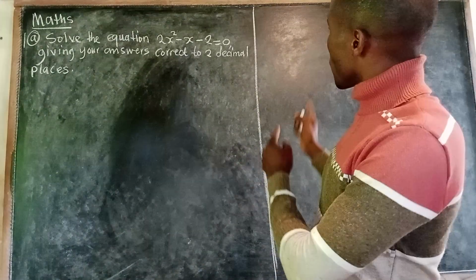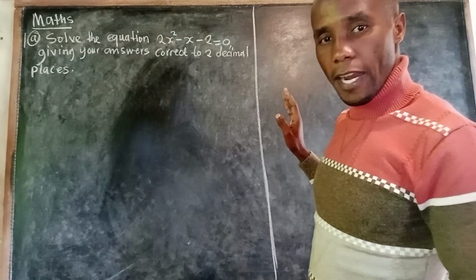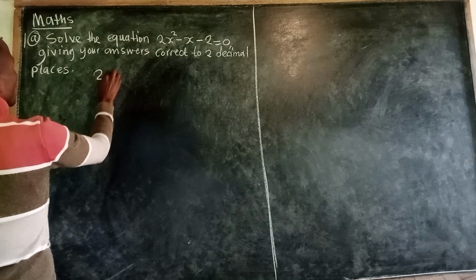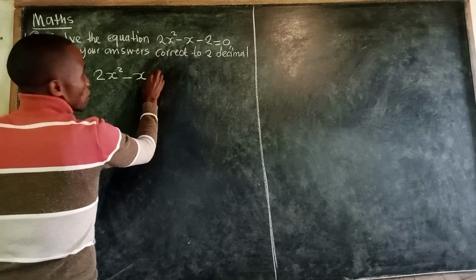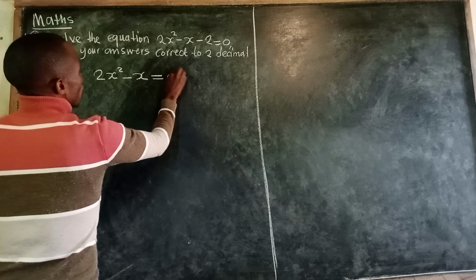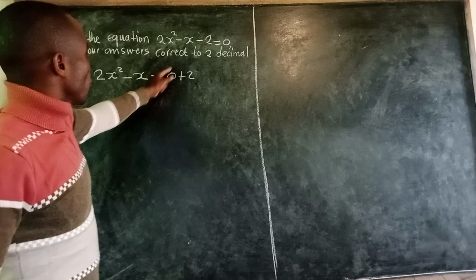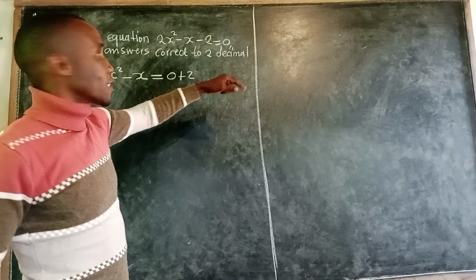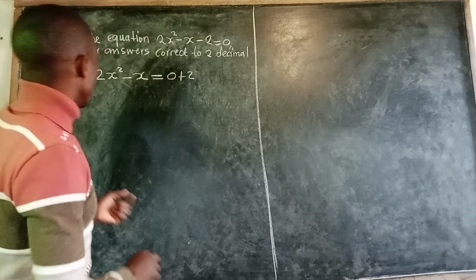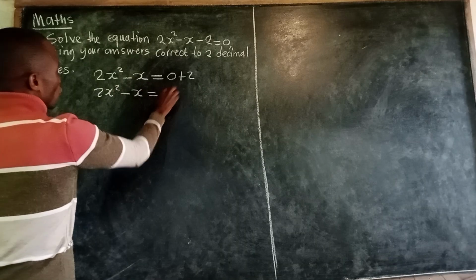Then the other step is that the constant number should go to the other side, the right-hand side. What do I mean? You are going to say 2x squared minus x equals 0 plus 2. I'm sure you have seen what has happened here. The negative 2 goes to the other side of the equal sign, and automatically it changes its sign. So 2x squared minus x equals 2.